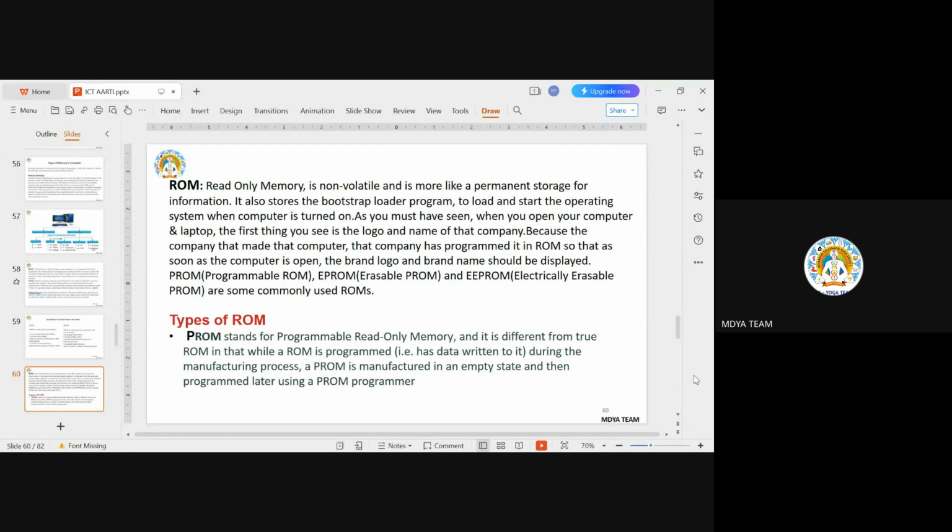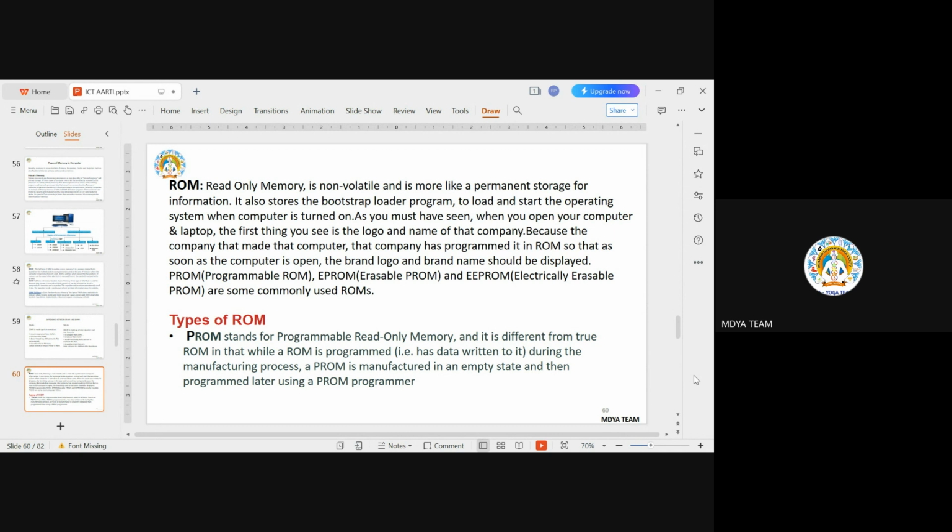There are three types of ROM: PROM, EPROM, and EEPROM are some commonly used ROMs. The first one is the PROM. PROM stands for Programmable Read Only Memory. So how is it different from the ROM?